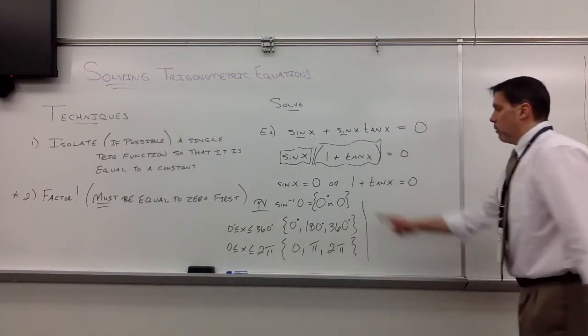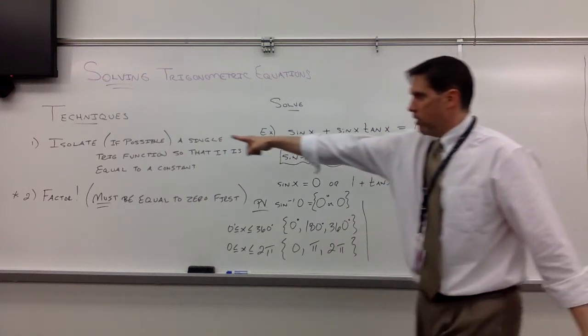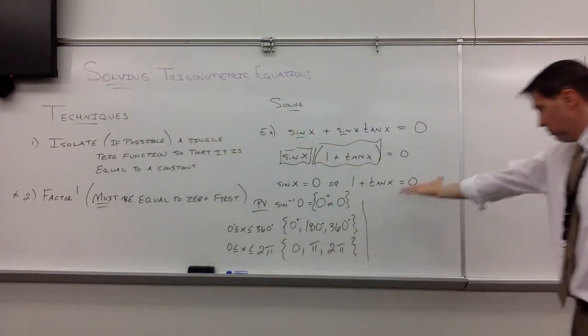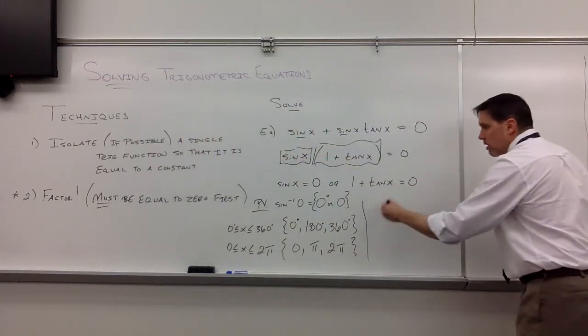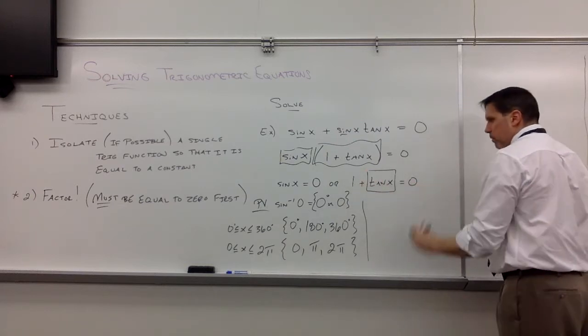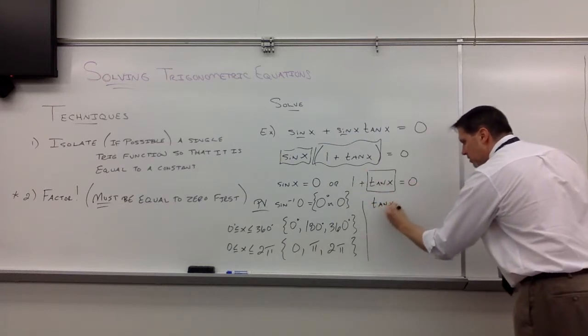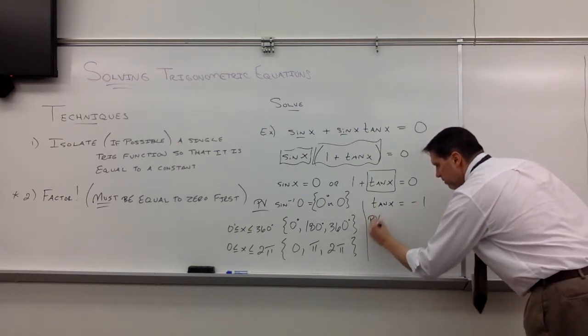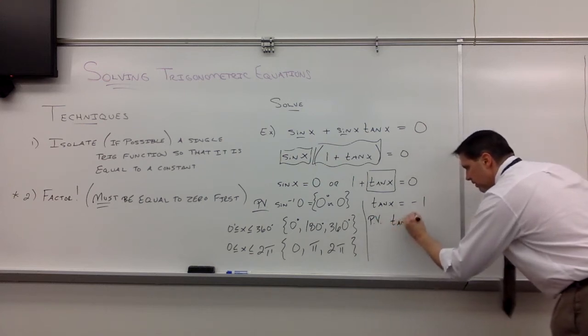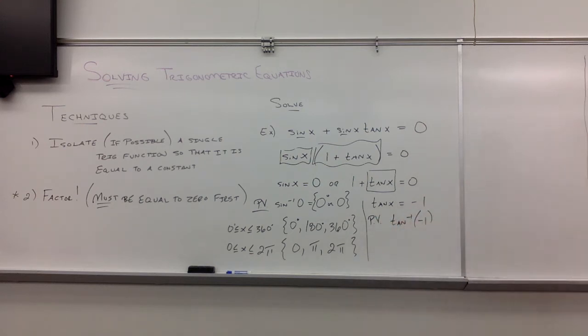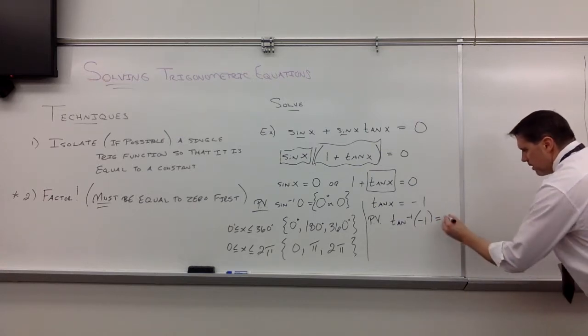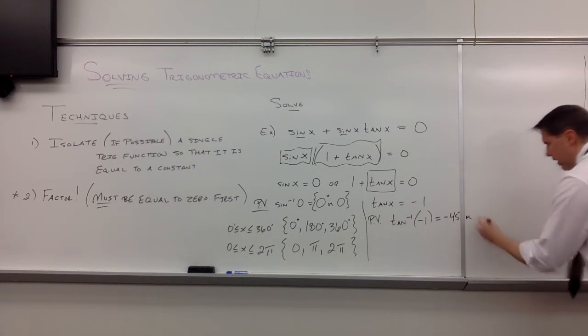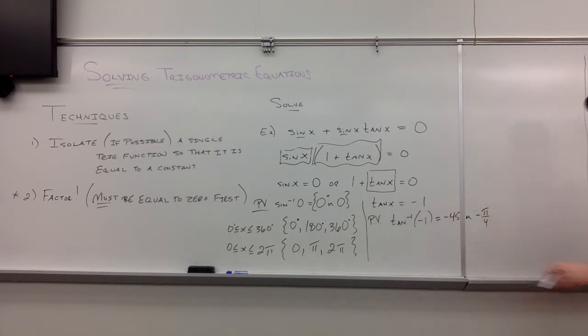All right, going to this guy. 1 plus tangent of x equals 0, that kind of goes back to our isolate, if possible. We can now isolate the tangent of x, meaning subtract 1 from both sides. So now we have tangent of x is equal to -1. Do our inverse tangent for the principal value. The inverse of -1, also vaguely familiar, should be -45 or -pi/4. Remember, that's going to throw you into quadrant 4, the inverse function will for tangent. It does the same thing for inverse sine if it's negative.